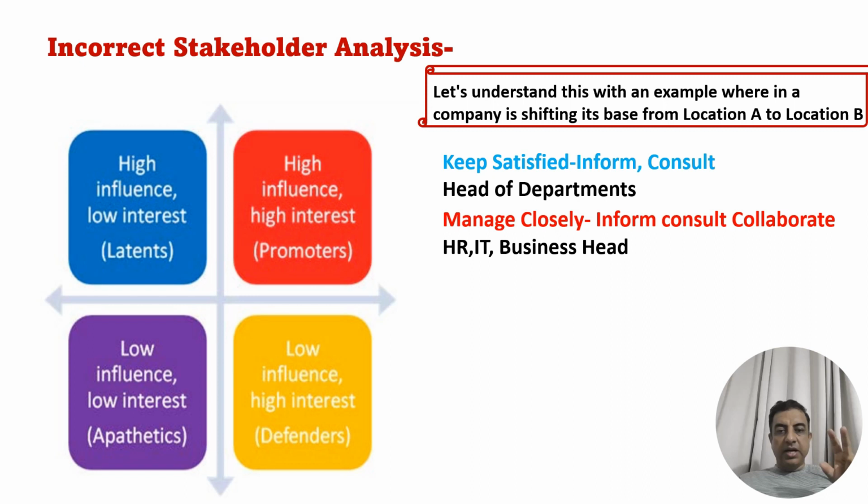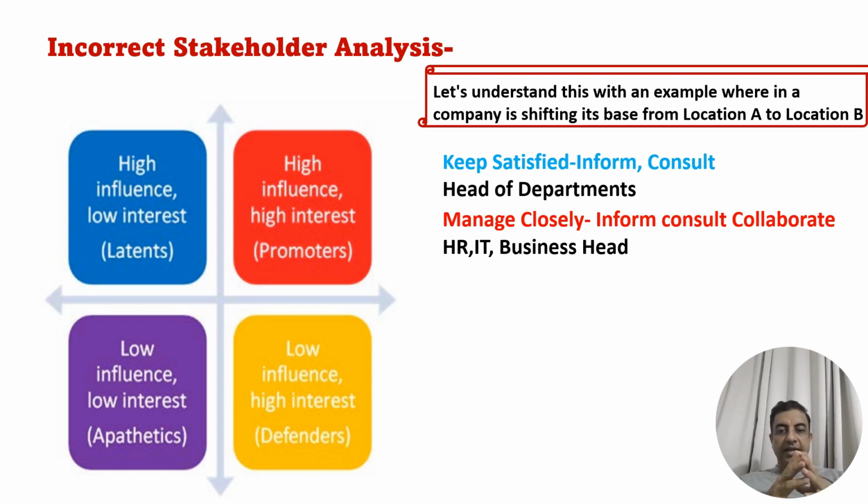The second one is called manage closely. You need to manage the promoters very closely because these are the people who are high on influence and they have high interest in the game. So what you need to do is inform, consult and collaborate with them. For example, HR. The movement from location A to B can lead to attrition. It could be beneficial for HR to be part of this core group and you need to manage them very closely when you are doing this project.